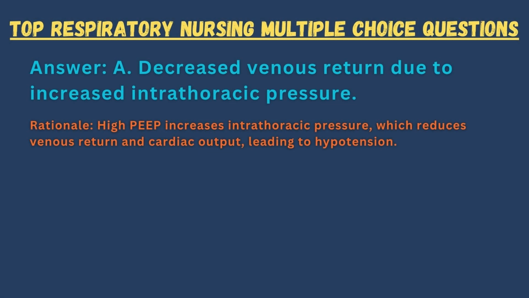Answer: A. Decreased venous return due to increased intrathoracic pressure. Rationale: high PEEP increases intrathoracic pressure, which reduces venous return and cardiac output, leading to hypotension.